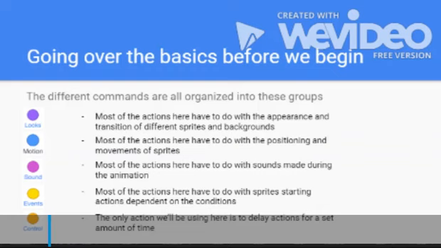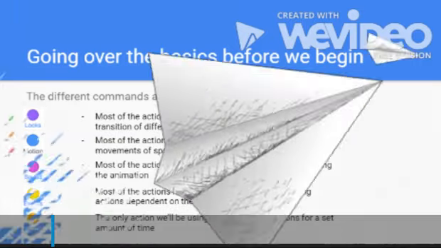So here are some of the basic commands you'll find on Sprite. The categories are looks, motion, sound, events, and control. We will go more in depth into each function later.